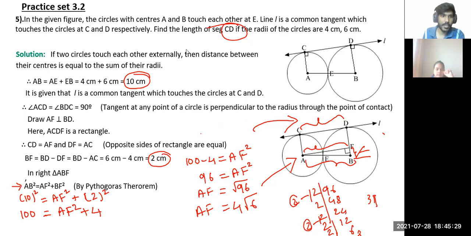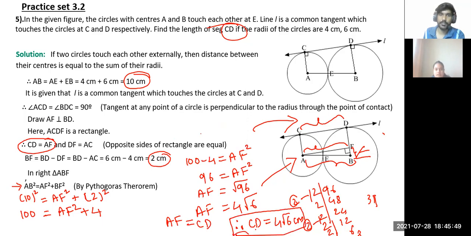But if you look at this statement here, AF and CD are equal to each other. So you write here AF is equal to CD. Therefore, length CD is equal to 4 root 6 centimeters. CD is also equal to 4 root 6 centimeters. What about the Pythagoras theorem we were doing? With the Pythagoras theorem, we found AF. I thought you just stopped the Pythagoras at 100 equals AF square plus 4. Okay. So AF equals CD, so the length of CD is 4 root 6.